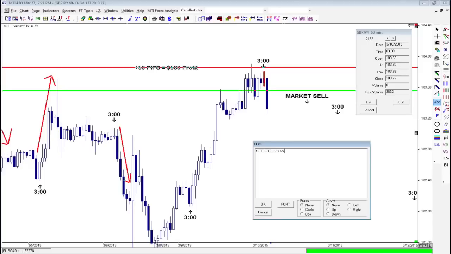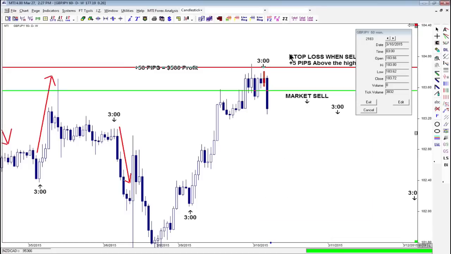So stop loss when selling the market is 5 pips above the high. Once again, take into consideration the spread. So stop loss when shorting the market is 5 pips above the high. So let's go ahead in here now. We're now in a selling position. We've entered the market shorting the market.